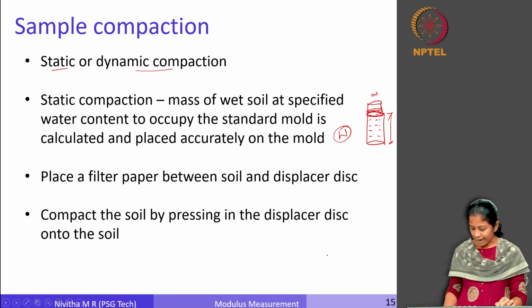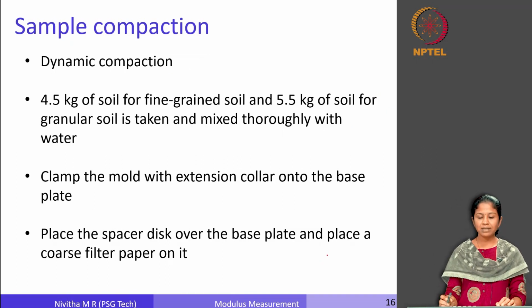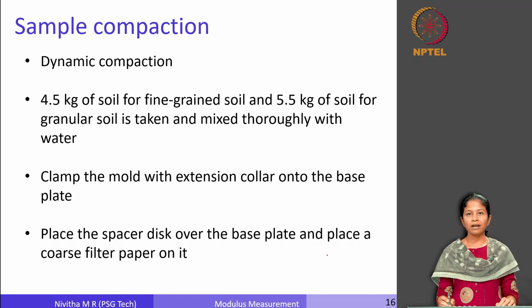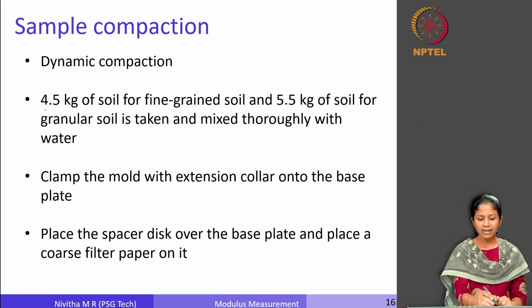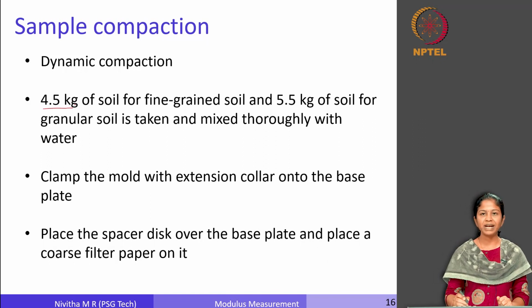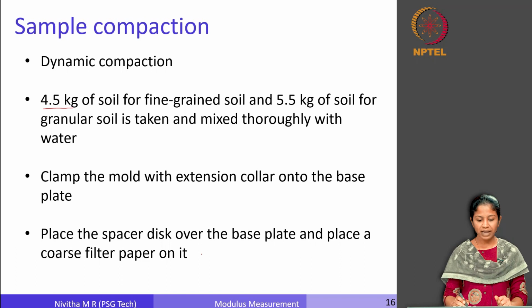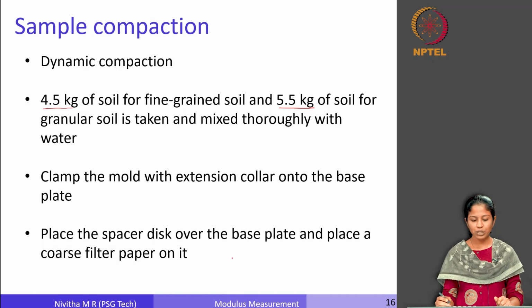Right, so this is the static compaction. The next one is dynamic compaction. In dynamic compaction, we apply repeated blows. There is a specific weight that is suggested: 4.5 kg of soil for fine-grained material or 5.5 kg for granular soil, and it is thoroughly mixed with water.